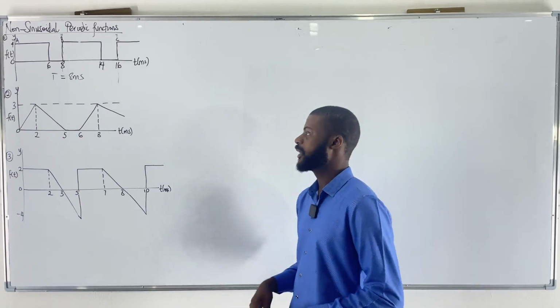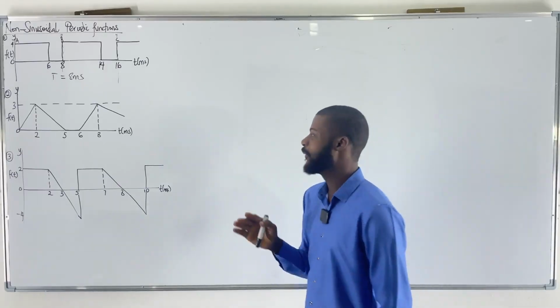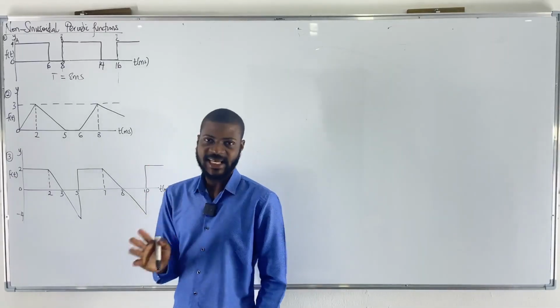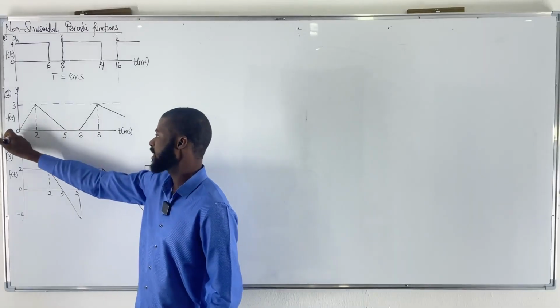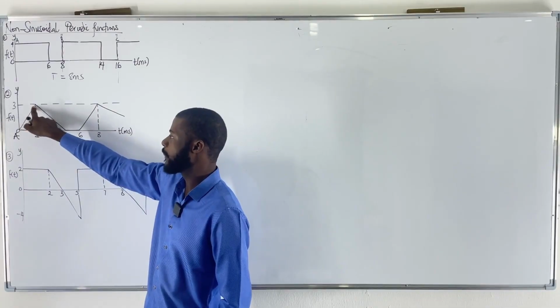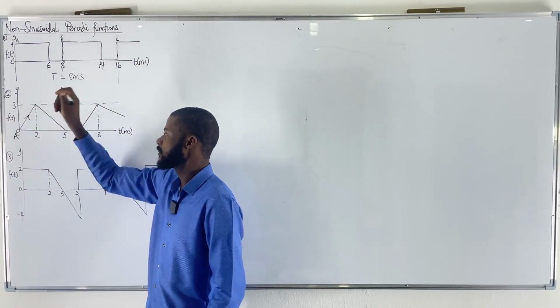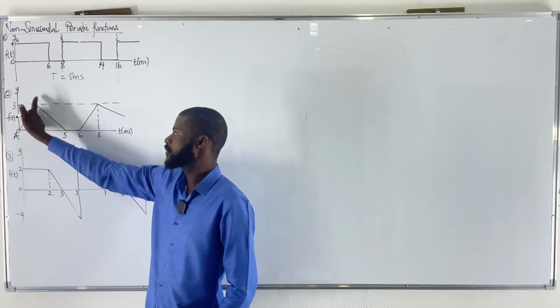That's what the period will be. Now, how about this one? Okay, like I said, I always notice where it starts from. So here is the starting point A. And the way it's starting, it's going up to 3. It's increasing. So it's going in this direction to 3.